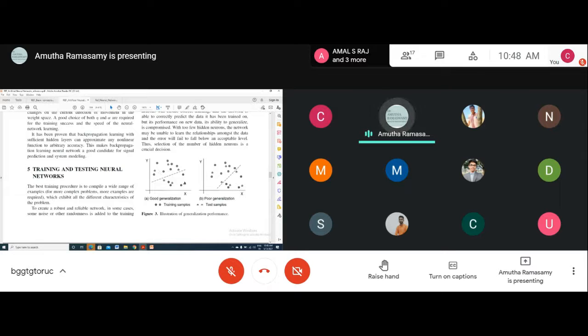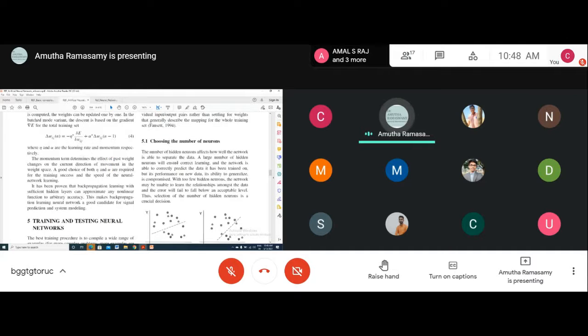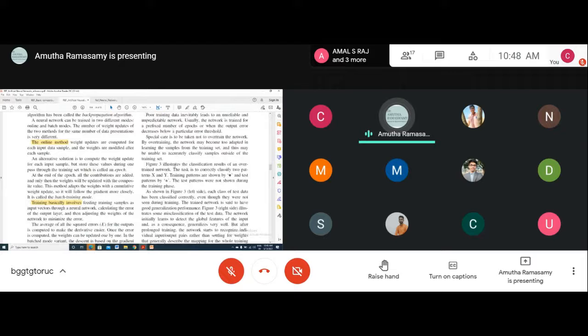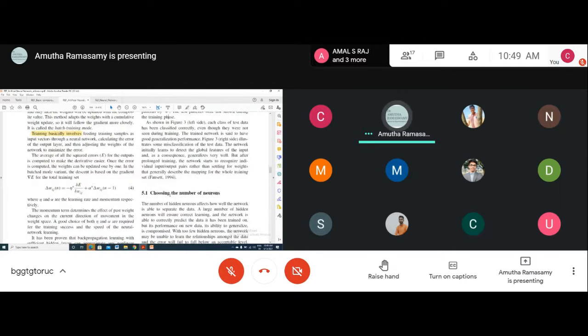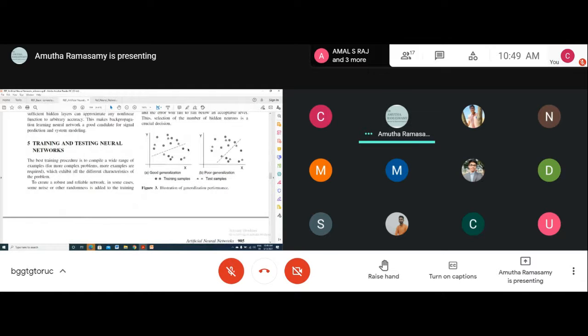So the objective now is we have to classify the circles separately, and we have to understand the relation, that there is some kind of difference in the data. Let me read this. Figure 3 illustrates the classification results of an overtrained network. The task is to correctly classify the two patterns X and Y. The patterns are shown here, and the test patterns were not shown during the training phase. This is the first training.